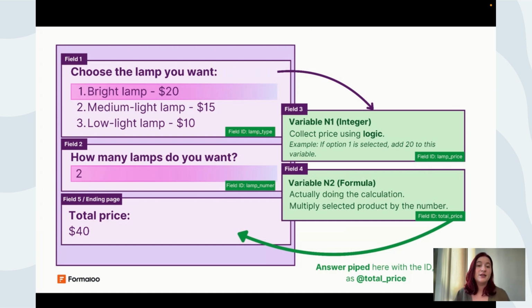Then another field that we will have is "how many lamps do you want?" Now, for the form to actually do the calculation, we will need another variable field where we're going to put in the formula. Everything is going to happen there, and we're going to connect the dots together. This is going to multiply the amount by the number.